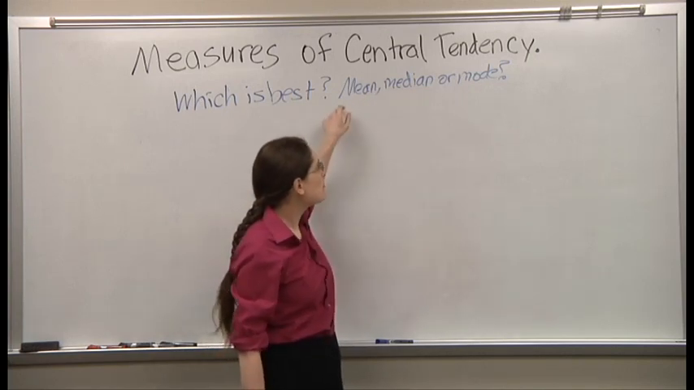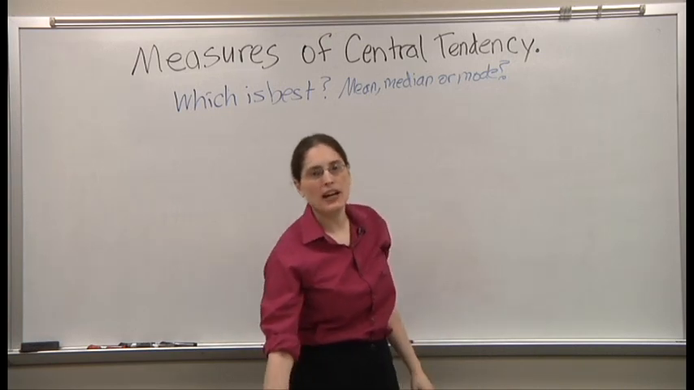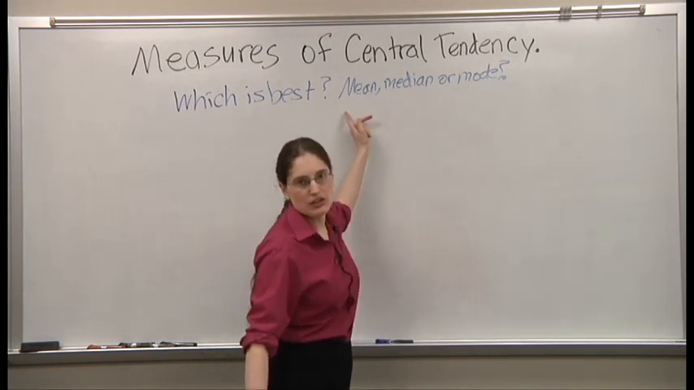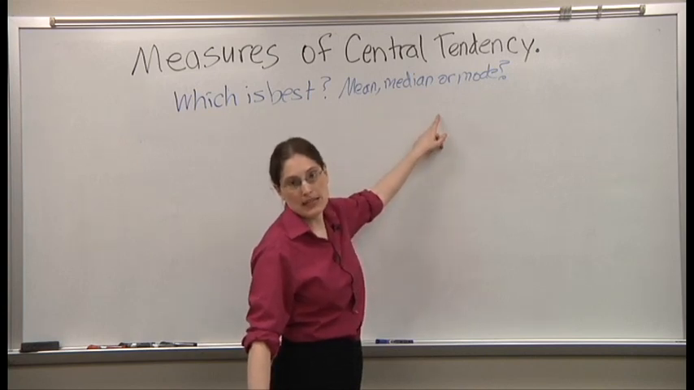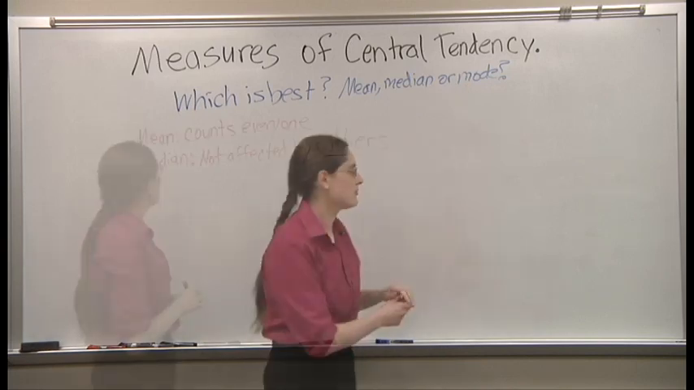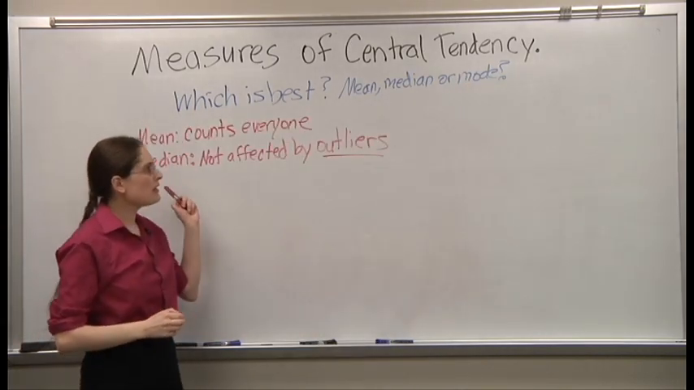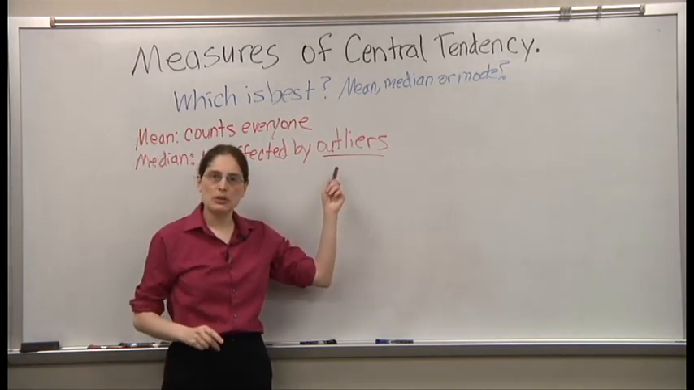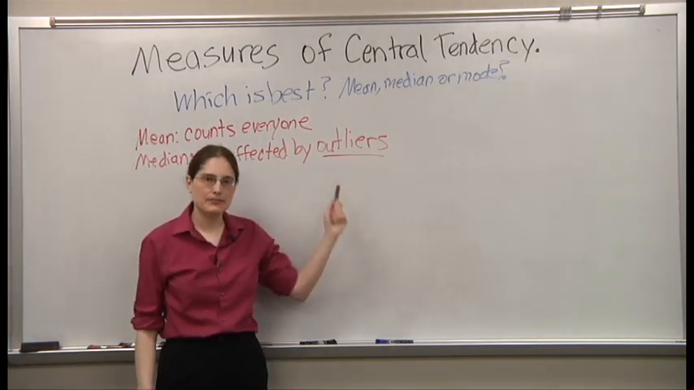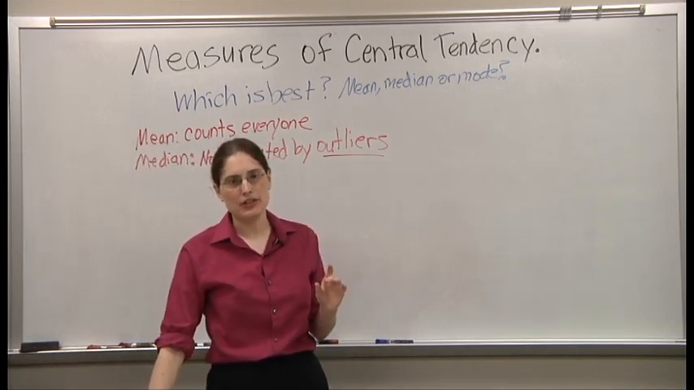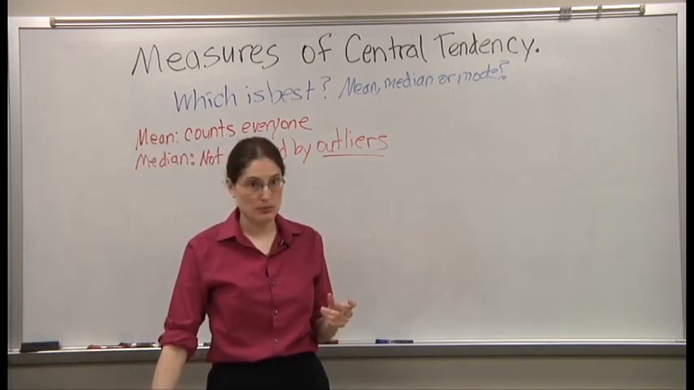Most of the time, when somebody's trying to find average, they use one of these two, mean or median. Mode is used less often. The mean counts everyone. The median is not affected by outliers. What's an outlier again? An outlier is a value that's very different from the rest of the group.